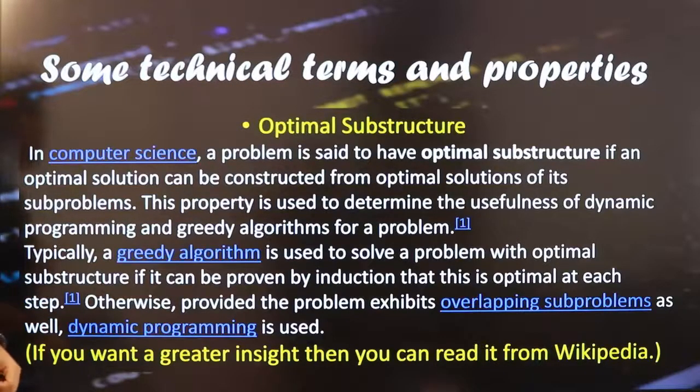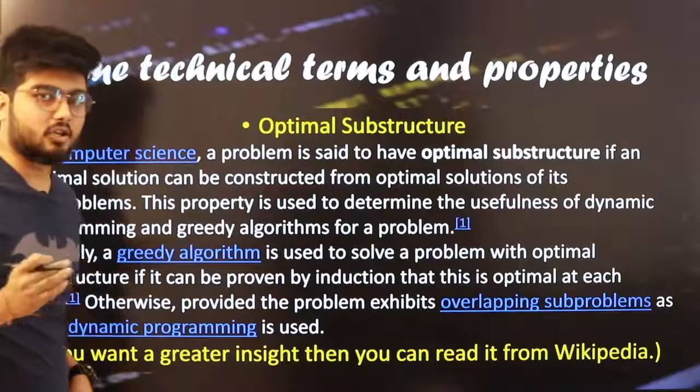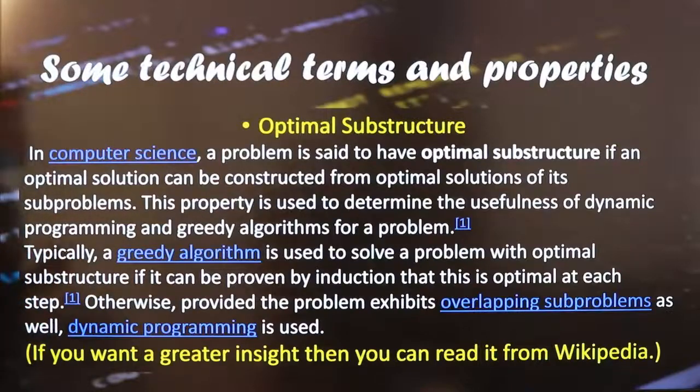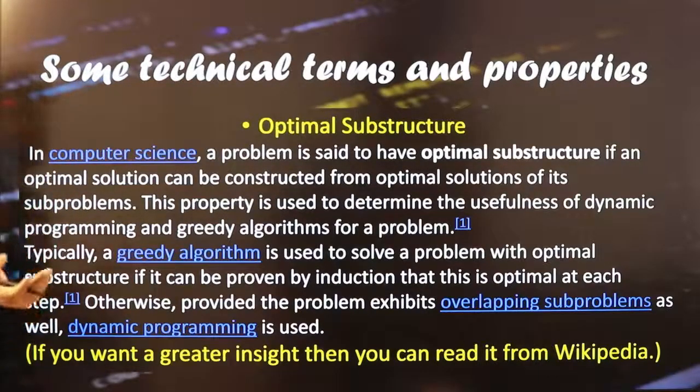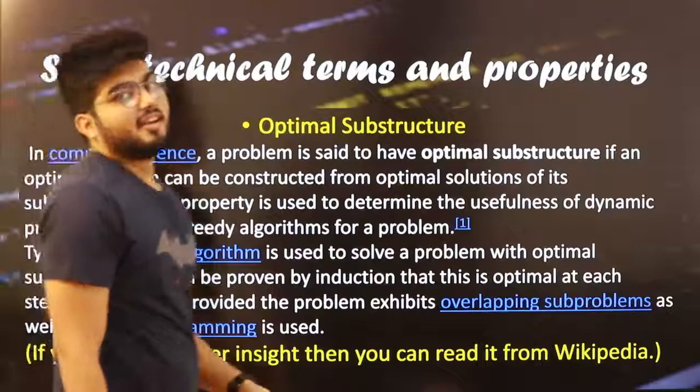When we read the next property, which is optimal substructure. Let me read the definition from Wikipedia for you. In computer science, a problem is said to have optimal substructure if an optimal solution can be constructed from optimal solutions of its subproblems. This property is used to determine the usefulness of dynamic programming and greedy algorithms for a problem. Typically, a greedy algorithm is used to solve a problem with optimal substructure if it can be proven by induction that this is optimal at each step. Otherwise, provided the problem exhibits overlapping subproblems as well, dynamic programming is used.